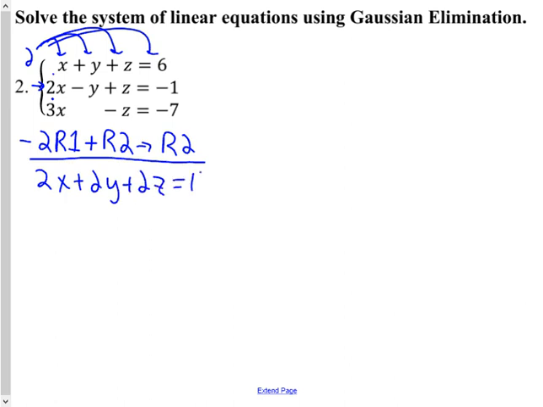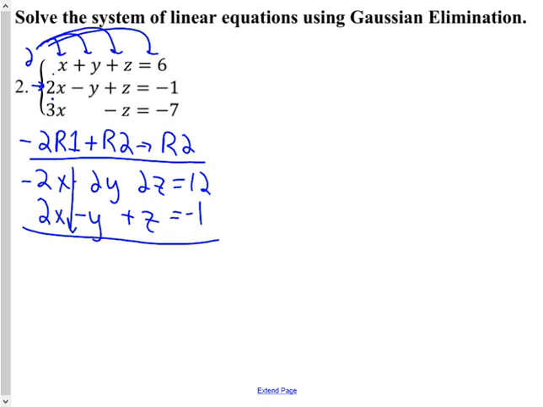And then I'm rewriting equation 2. 2x minus y plus z is negative 1. And we're just adding in our rows. 2x plus 2x, negative 2x. Gotta flip some signs here. They were negative, so this is going to be minus, minus, and a minus 12.